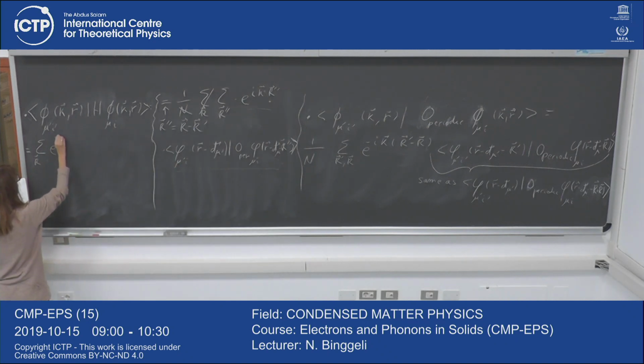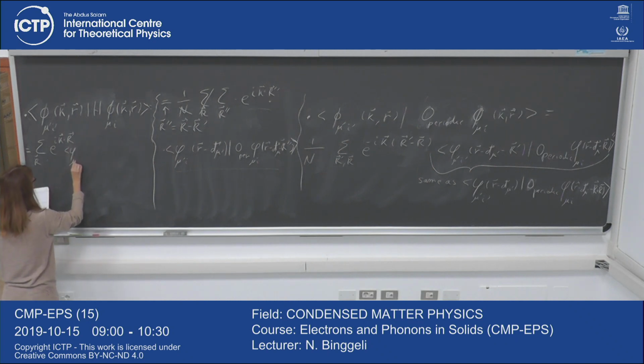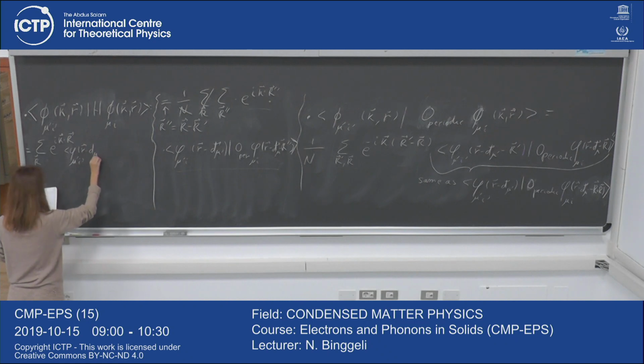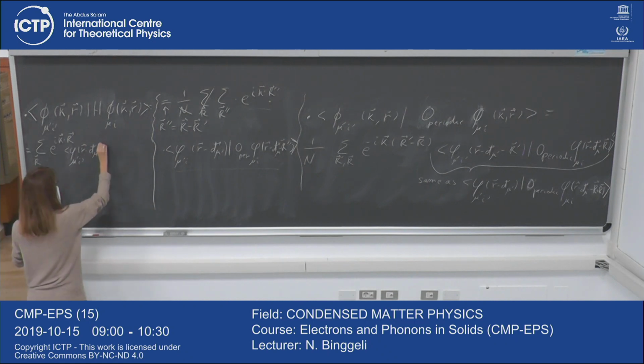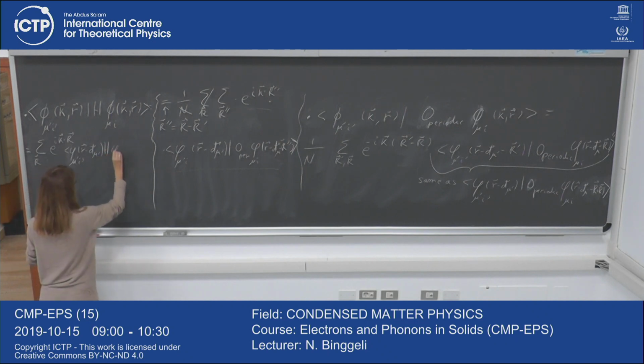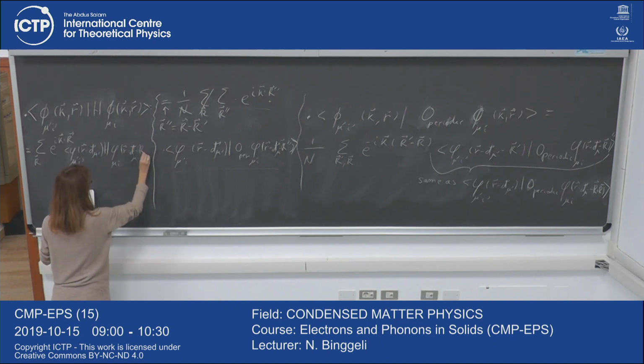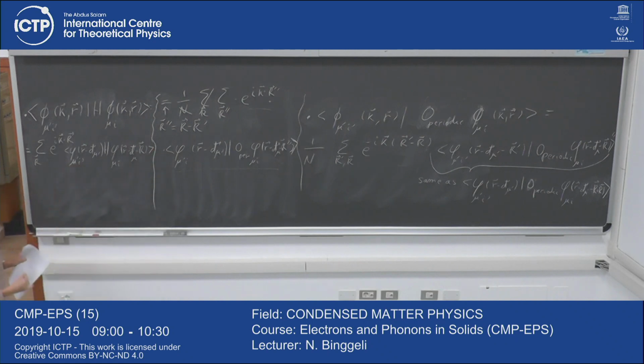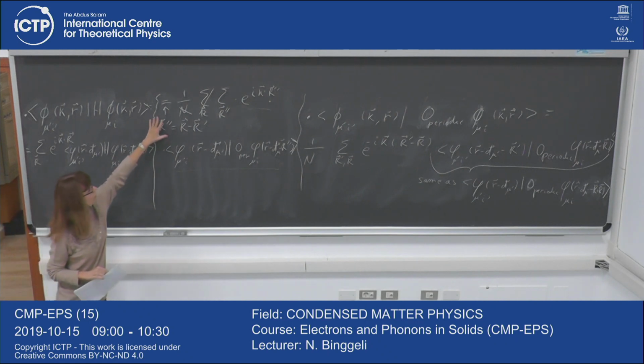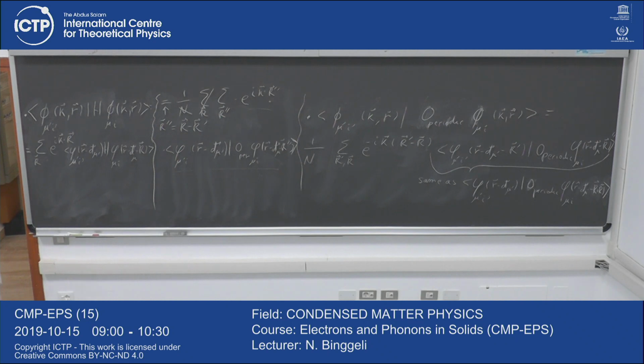So I will have this for this matrix element, exponential i k R, phi atomic, mu prime i prime, R minus d mu prime, H phi mu i of R minus d mu minus R. Okay, so this is what I have to calculate. So far I only used this simplification.